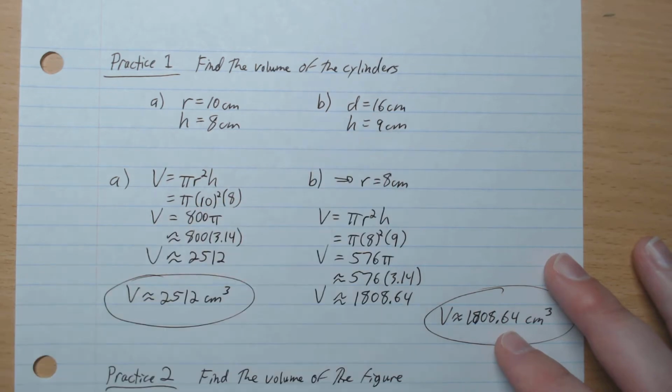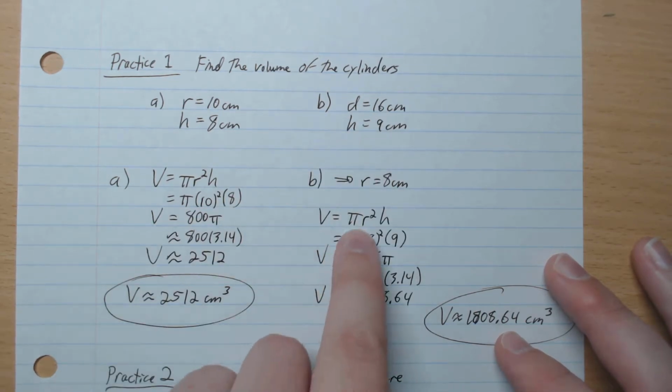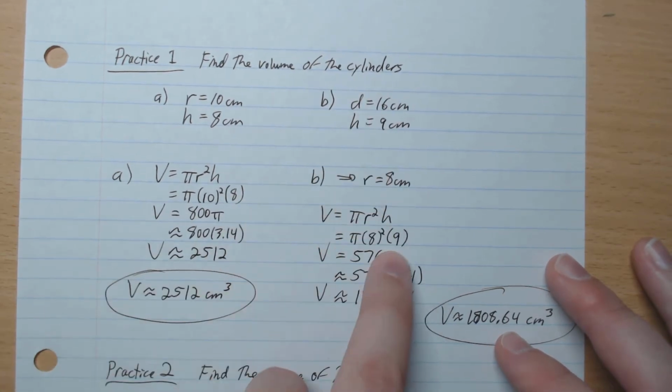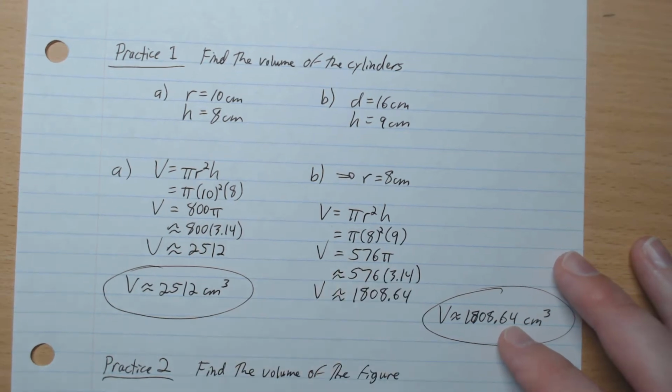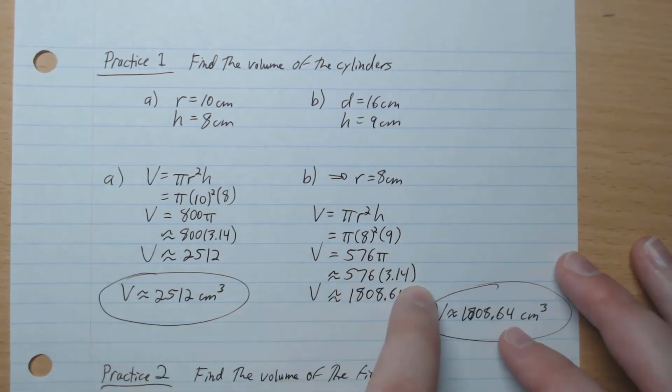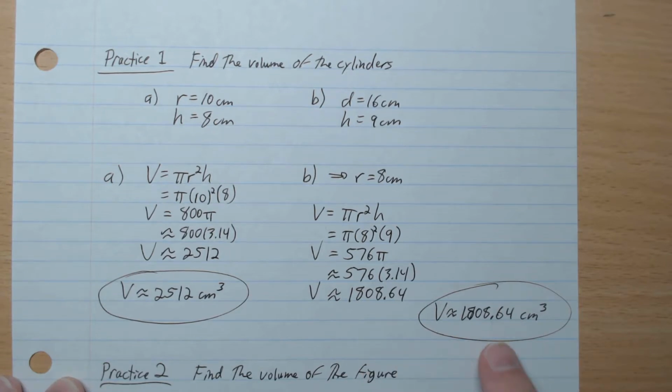B, d is 16, meaning r is 8. So pi r squared h, r is 8, h is 9, gives 576 pi. Plug in pi, 3.14, and so our volume is approximately 1808.64 centimeters cubed.